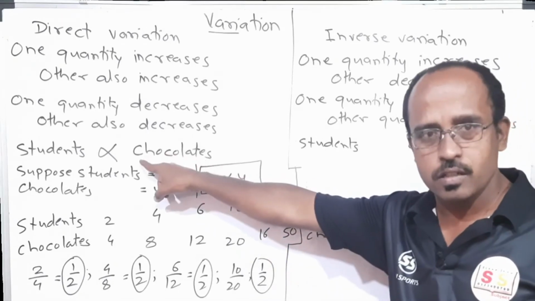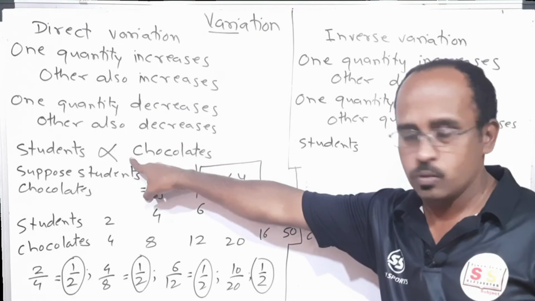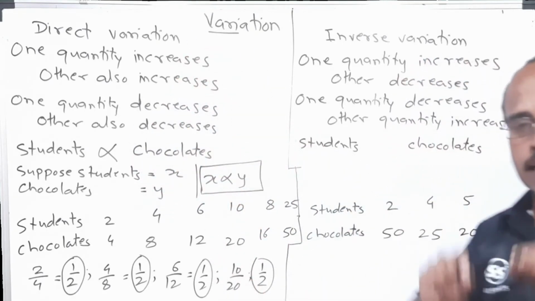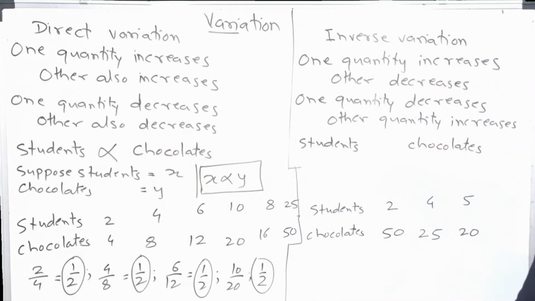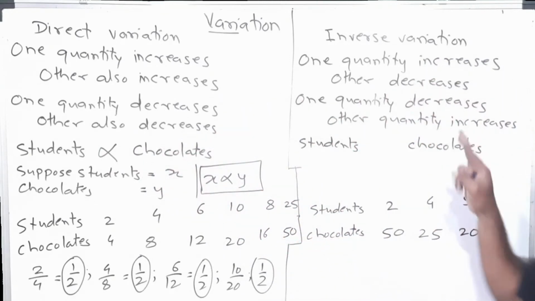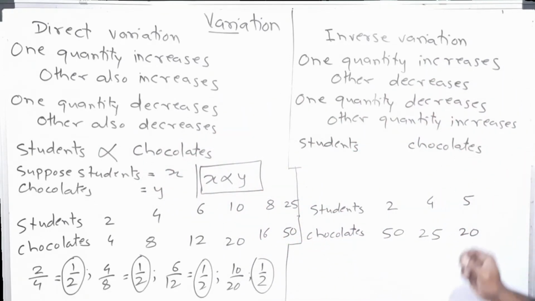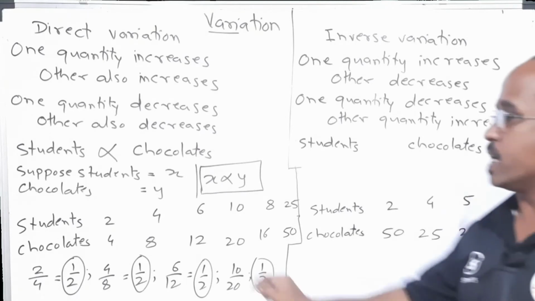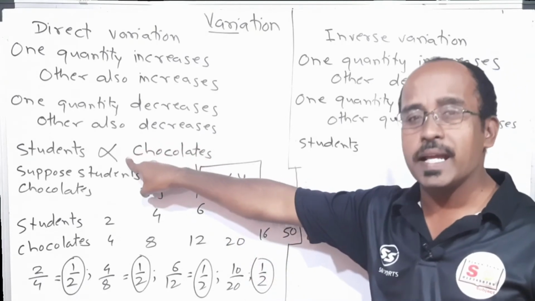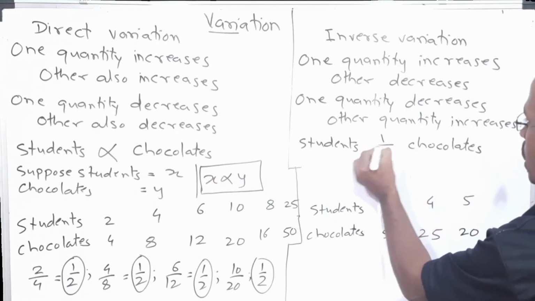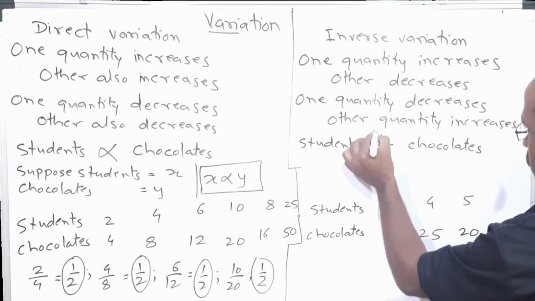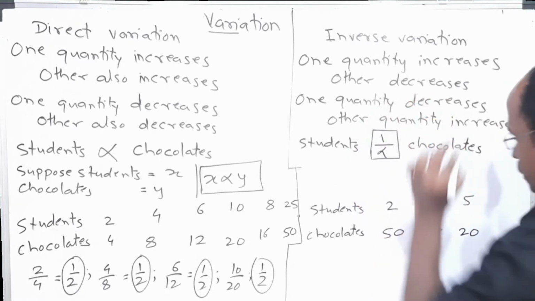In direct variation, we are using alpha to represent direct variation. In the case of inverse variation also, we have to use the alpha. But how to differentiate between direct variation and inverse variation? In the case of inverse variation, we have to write the multiplicative inverse of this alpha. Means here we will write 1 upon alpha. This is the most significant difference.